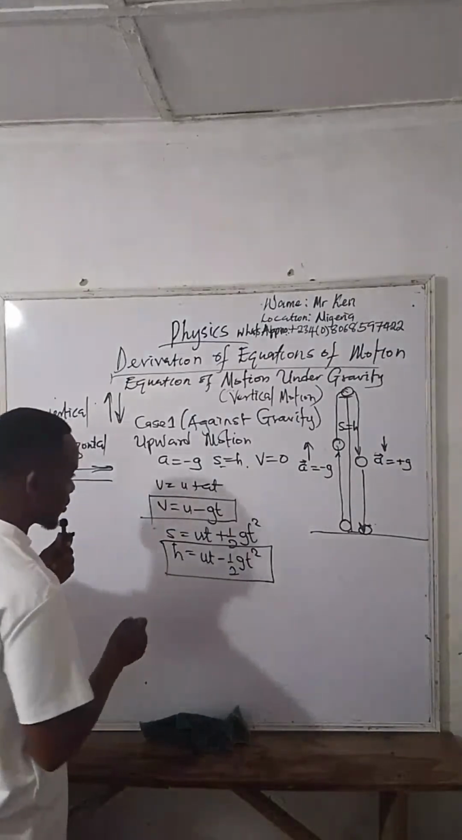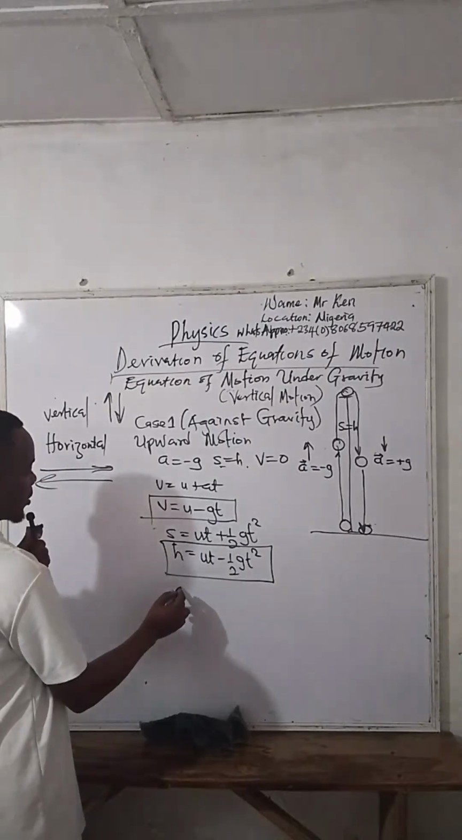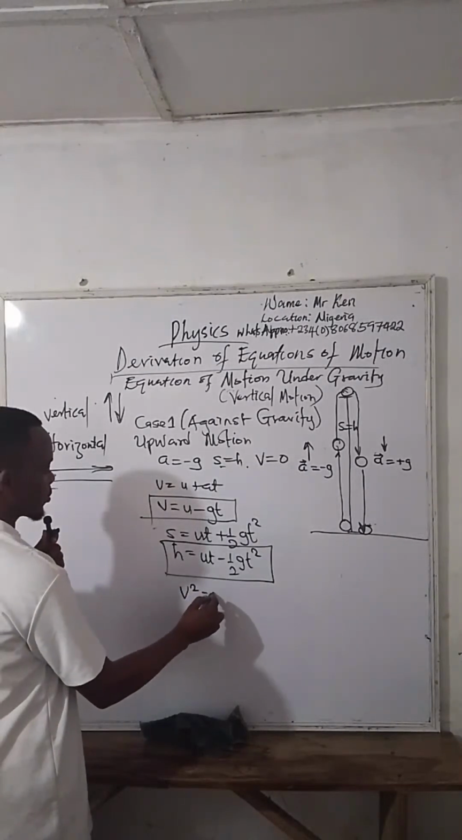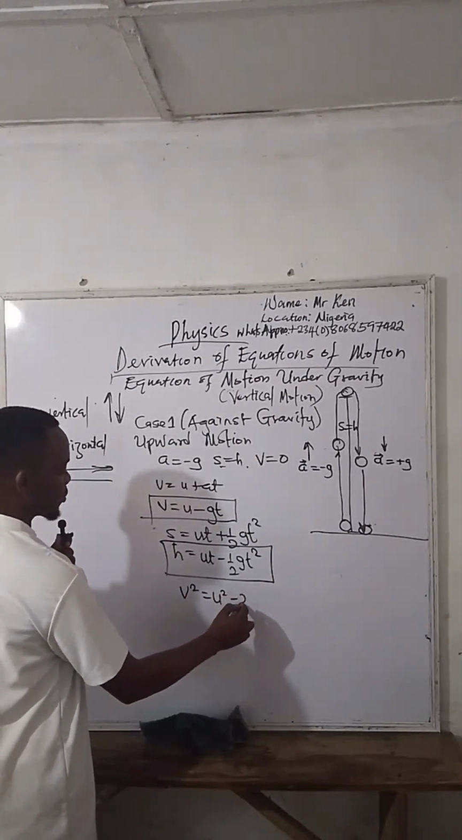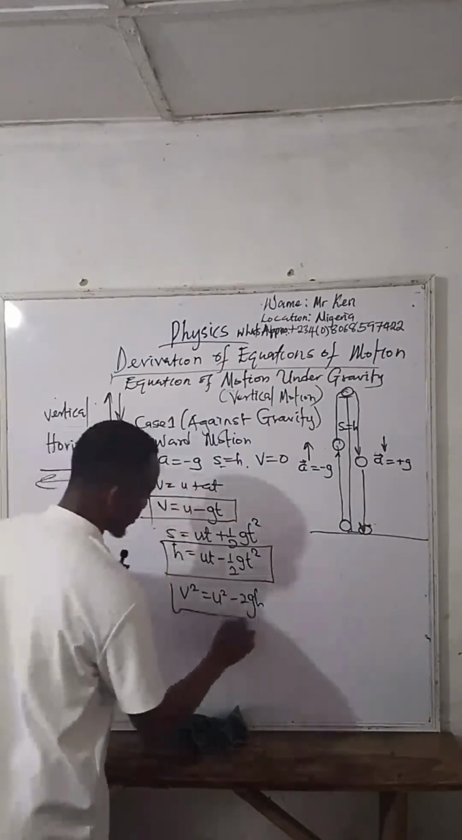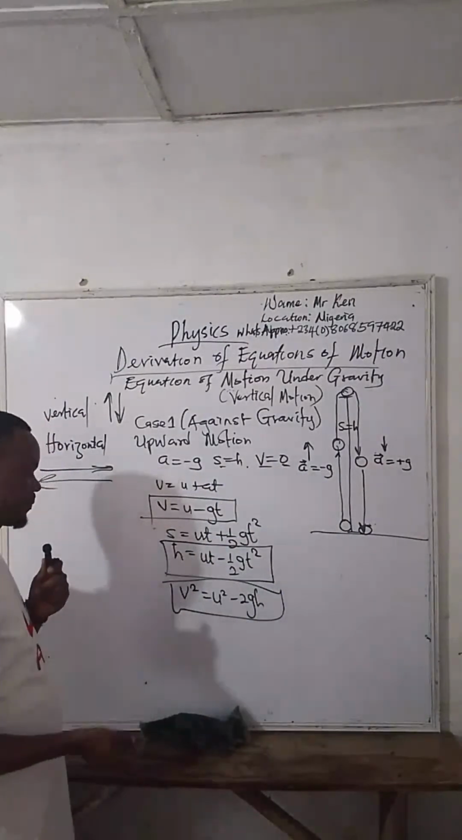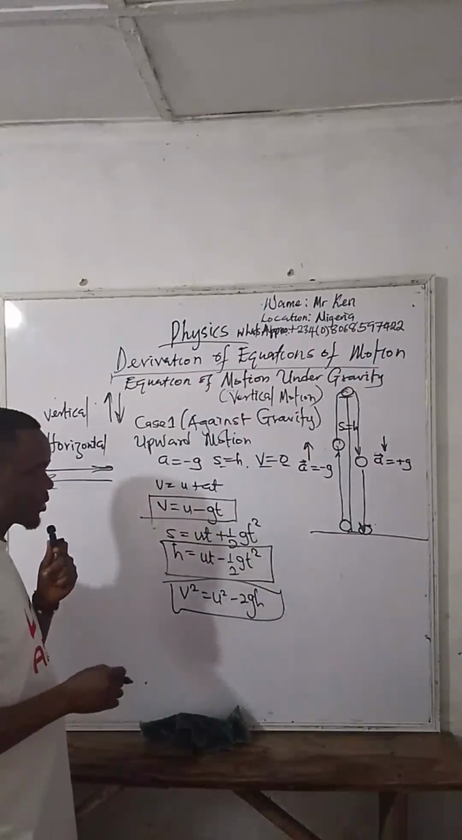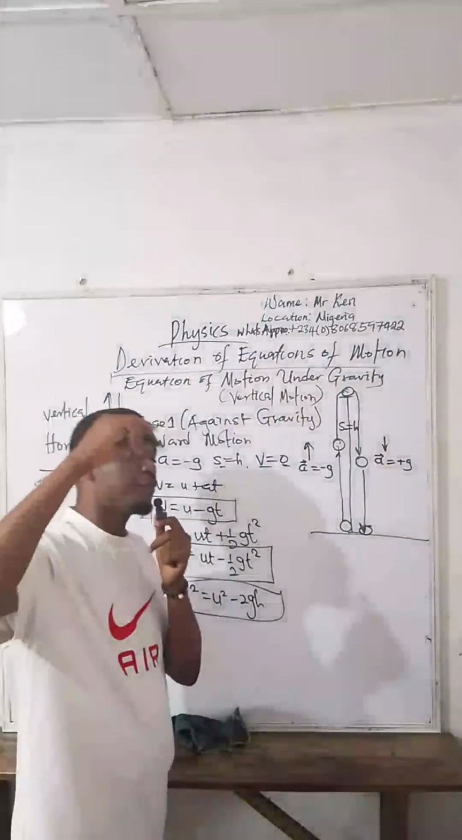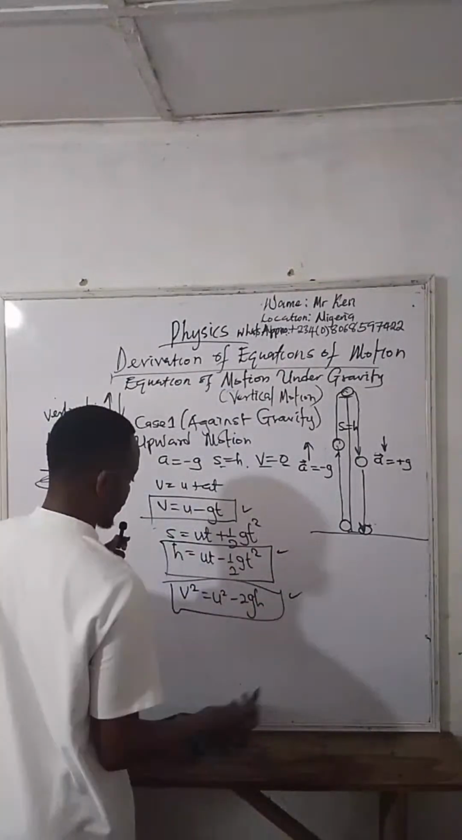Now the third equation of motion when an object is going against gravity is v square is equal to u square minus 2gh. Remember, v is equal to 0. Now, when objects fall under gravity, just change these three formulas to plus.